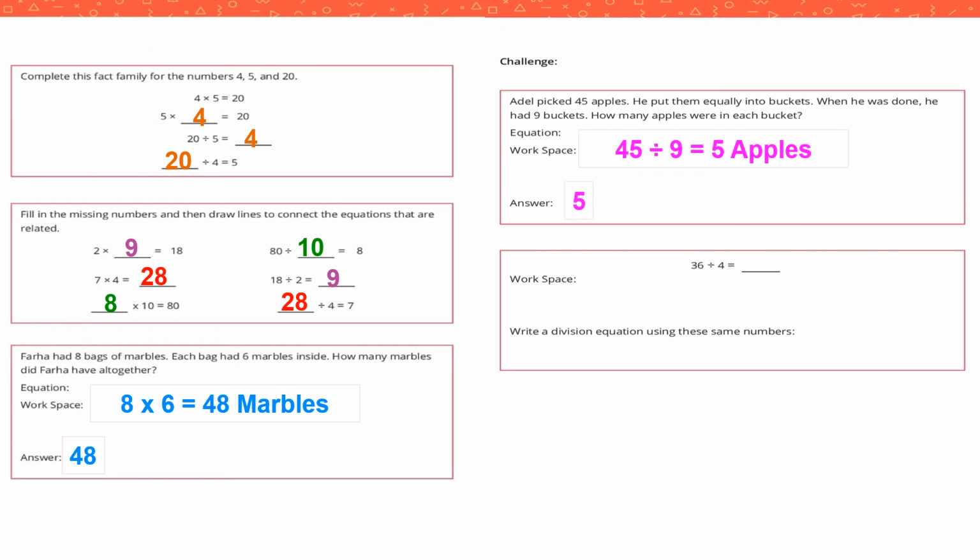The last question, 36 divided by 4 equals 9. Write the division equation using the same numbers. I can write another division equation from this family. Which is our division equation? The next one will be, sure, I put 36 first because it's the biggest number. So 36 divided by what? By 9. Give me 4. 36 divided by 9 gives me 4.